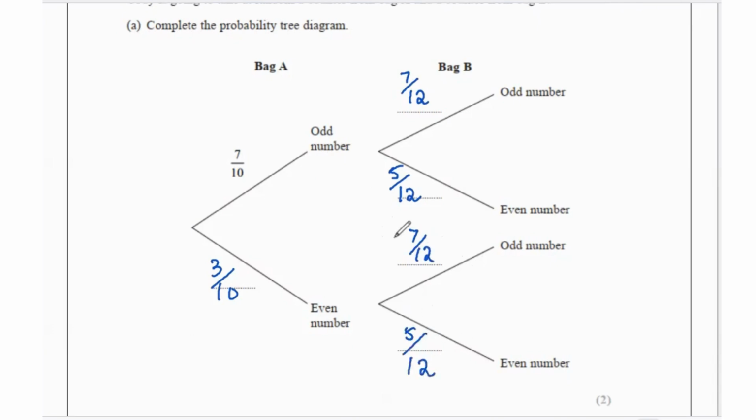A very common mistake you can make in this is to not read the question carefully and assume that the number of counters in bag B is also going to be 10. And hence you would end up writing 7 over 10 and 3 over 10. So please don't make that mistake. Read the question very carefully. Highlight the information if you want to. Just highlight what it's saying and avoid making these silly mistakes because they can cost you your grade very easily. So we've completed the probability tree diagram.